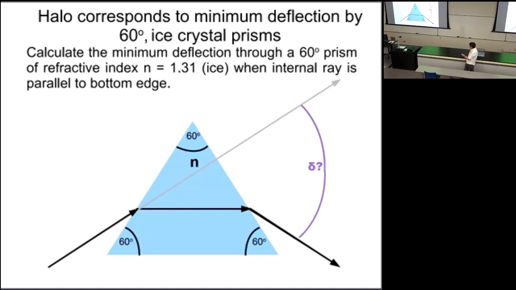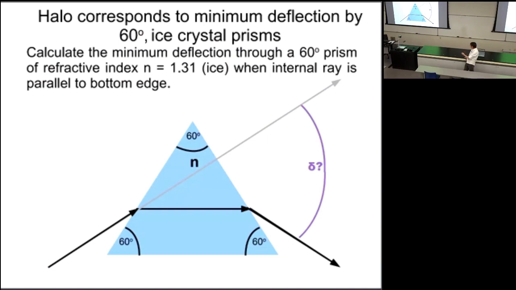Here comes the light ray in from the bottom left. It gets refracted, so bent, into the ice. It traverses the ice, gets refracted again when it comes out into the air. Here it is going down to the bottom right. And I've indicated here this deflection of the light ray. It's a characteristic deflection. We're going to call it delta again. And we're going to show that this is 22 degrees. This is why you get the halo at 22 degrees.